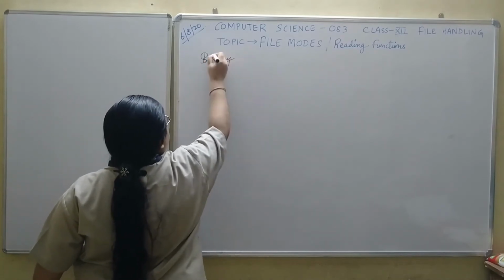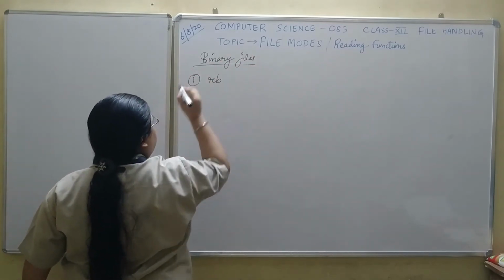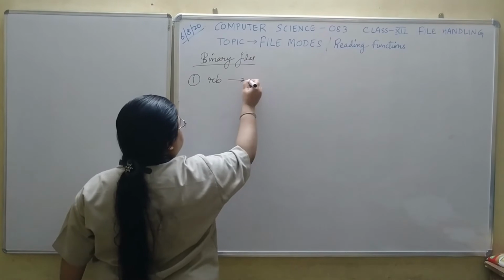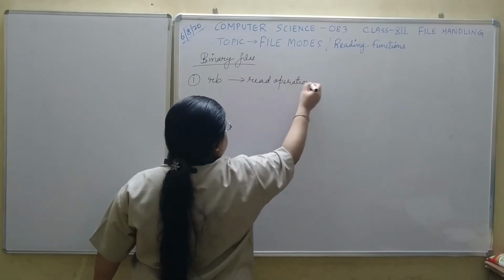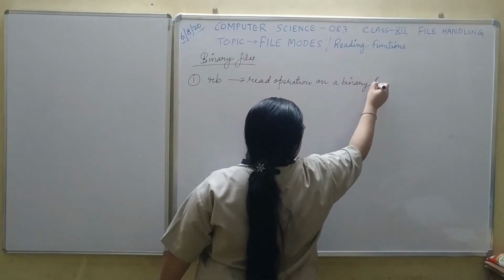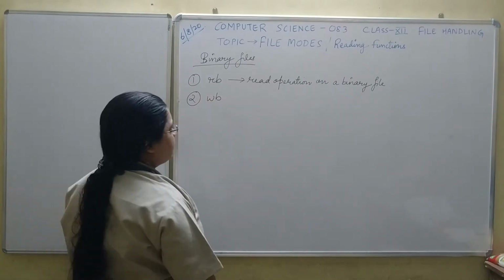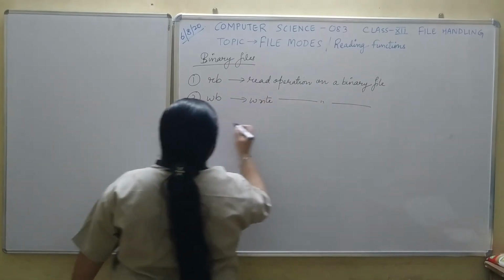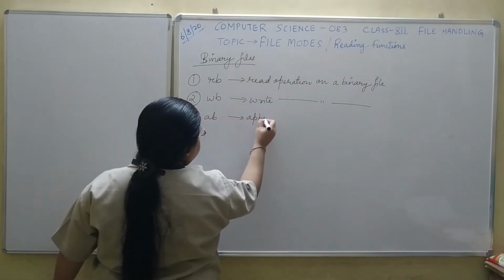So in binary files we have number 1, RB, that is read operation on a binary file. Second, we have WB, that is write operation on a binary file. Third, we have AB, which is append operation on a binary file.